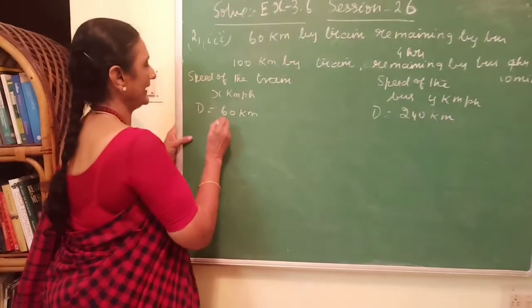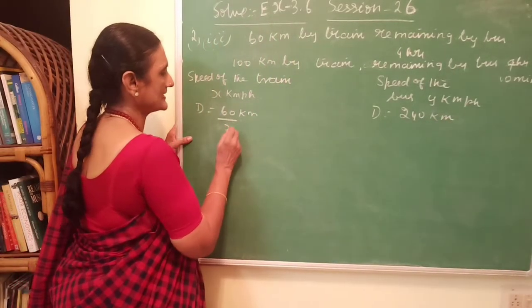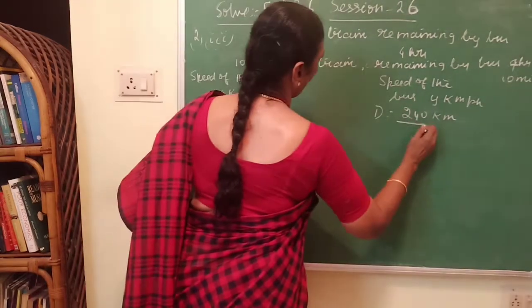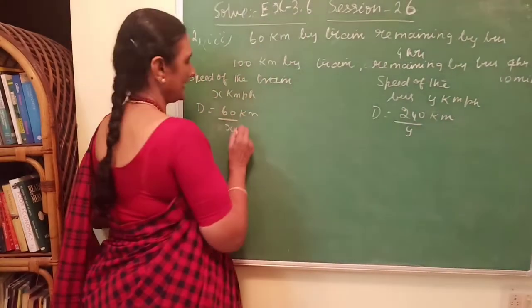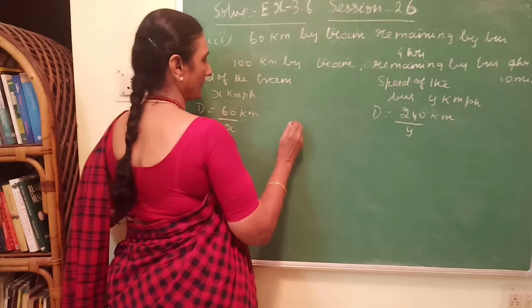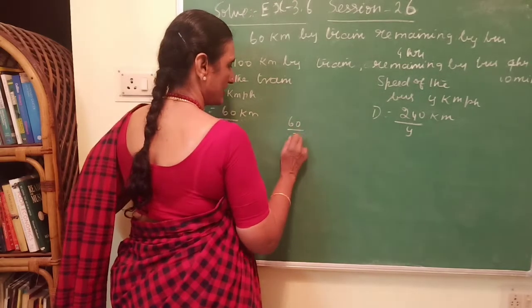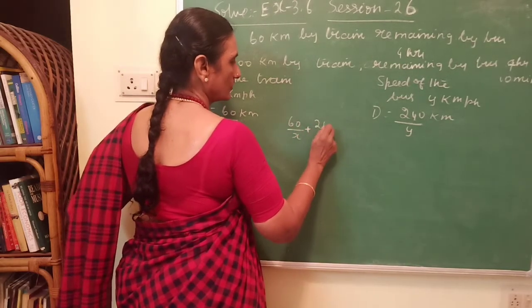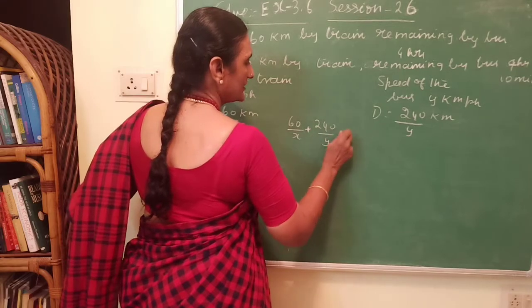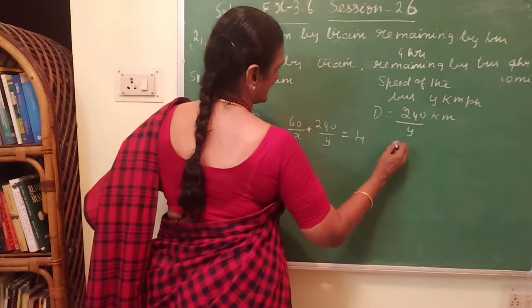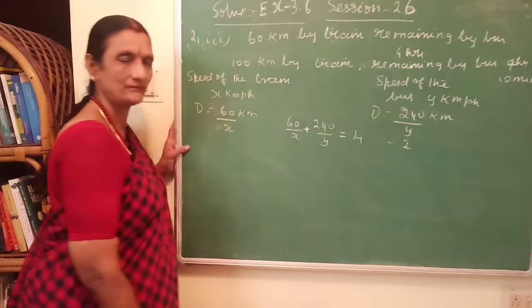Now what is the time taken? It is 60 by x and this is 240 by y. Therefore, the equation is 60 by x plus 240 by y, and she has taken 4 hours. So that is equation 1.